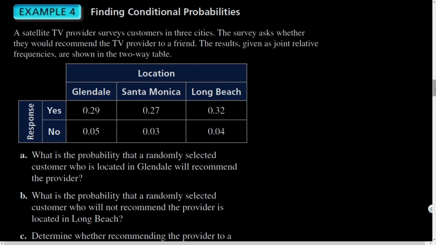Let's jump to this one. So, finding conditional probabilities. So you don't necessarily need to have the table all set up. Sometimes you can kind of answer these questions based on your own analysis. But here we go. So here, a satellite TV provider surveys customers in 3 cities. The survey asks whether they would recommend the TV provider to a friend. Here are the joint relative frequencies shown below.